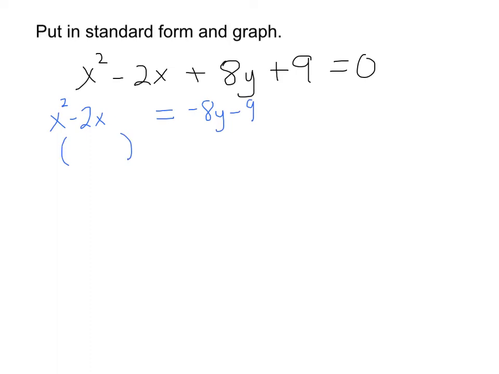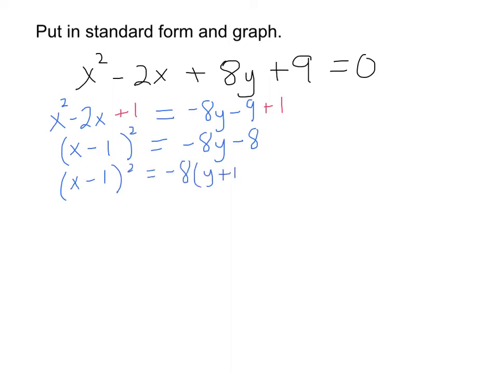From there I'm going to complete the square. So I have x minus, take half of 2 and get 1. 1 squared is 1. So I'm going to add that 1 to both sides. And then combine like terms. So I have negative 8y minus 8. Almost there. I need to do a little bit of factoring out. So factor out a negative 8. Double check, negative 8y minus 8. And now I have this in standard form.